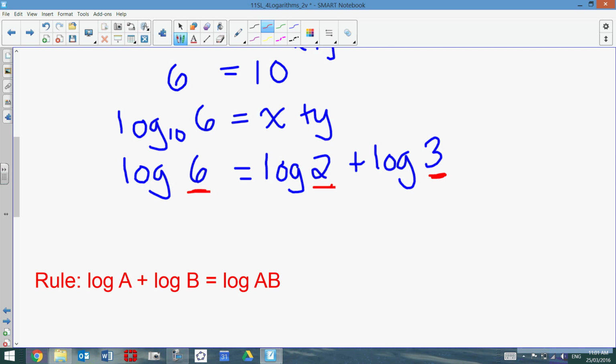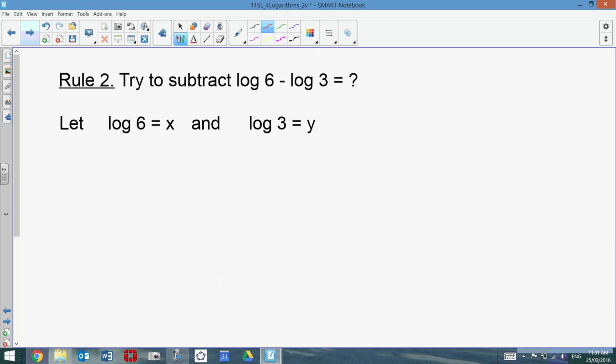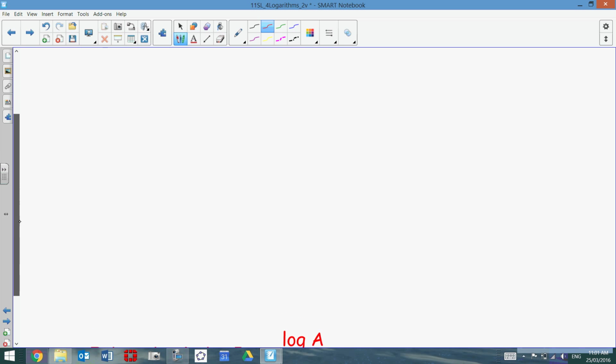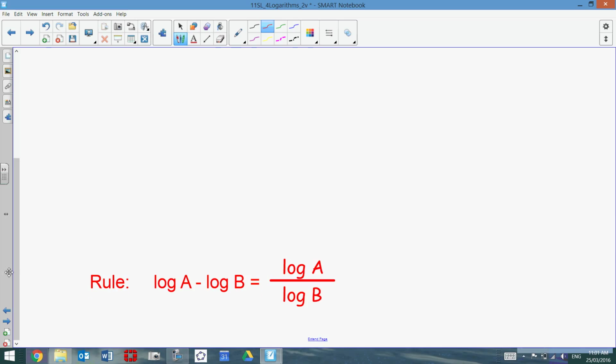So rule number 1 is for addition of logs. Rule number 2, take a look and see if you can try the exact same proof. Try something similar, but with subtraction, so log 6 minus log 3. Try this on your own, and notice when you look in your book, our second rule is that when we subtract, we wind up dividing. So your challenge is to think, why does that actually happen? See if you can come up with an example for it.